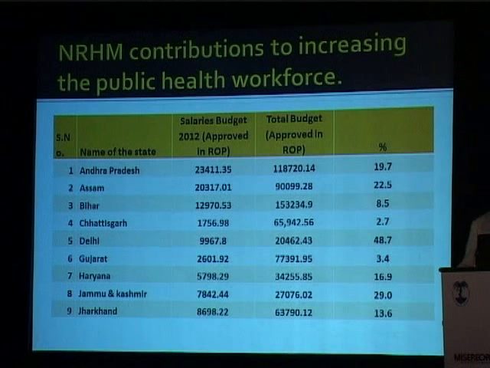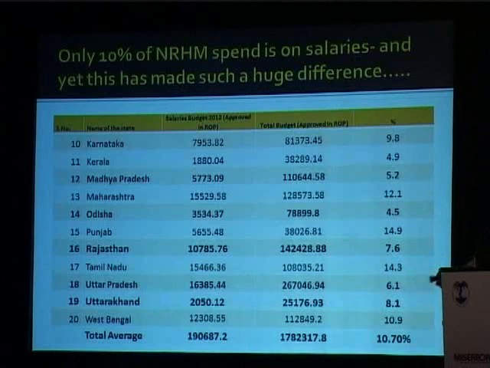And if you look within this, I've put it in bold, some states like Bihar and Chhattisgarh, for example, the total proportion of the NRHM budget that goes to human resources is about 2.7%. Peanuts, I mean. So the overall increase that the NRHM, as part of central shares, provides in the salary budget is minuscule.